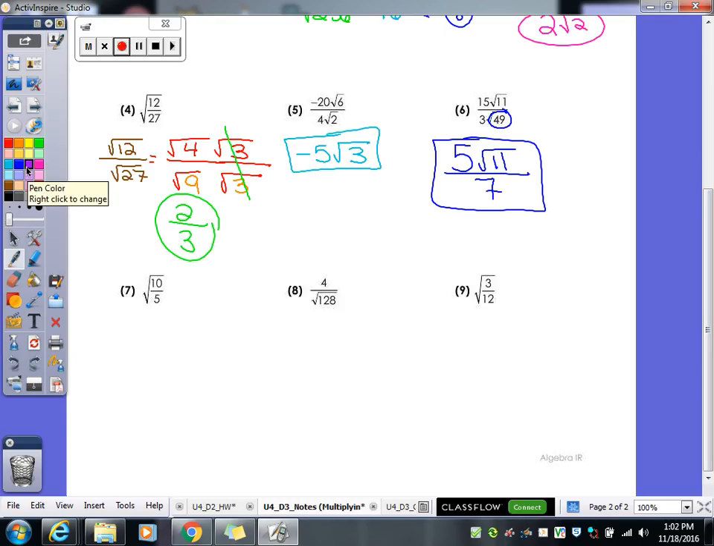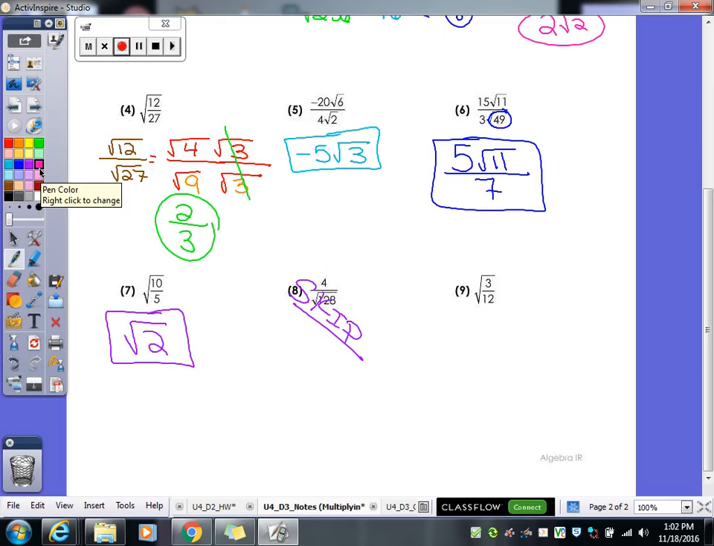All right, our last row here. Can we divide 10 by 5? 2. Yep, so we get radical 2. We're going to go ahead and skip number 8. So we're left with one more.